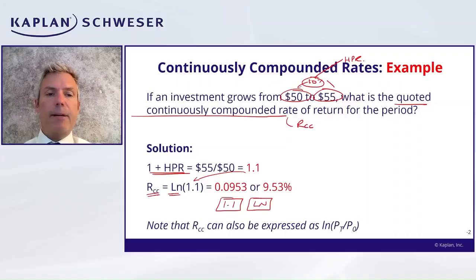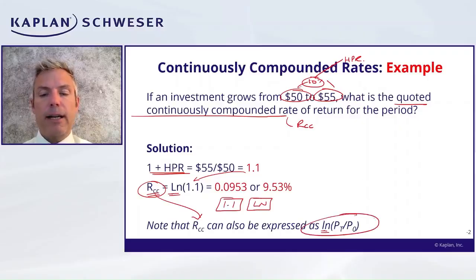A takeaway from here, by the way, is that if 1 plus the HPR is end price over start price, you can always express your continuously compounded returns as simply the logarithm of end price over start price, or end value over start value. That's an important little shortcut, if you like, that's often used in texts that confuses people because they don't really know where it comes from. It comes from the fact that your end price divided by your start price is 1 plus what you actually earn during the period.